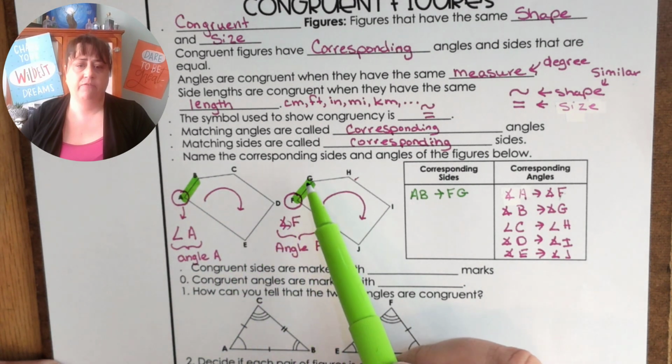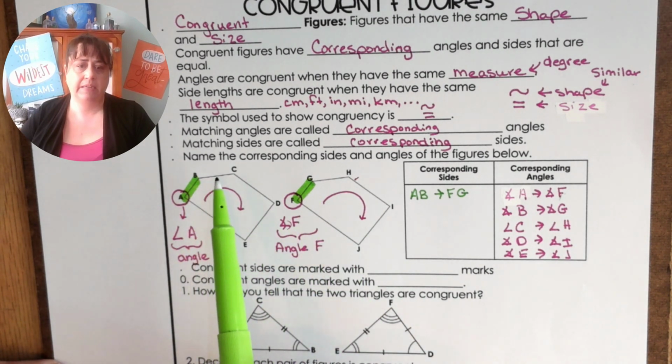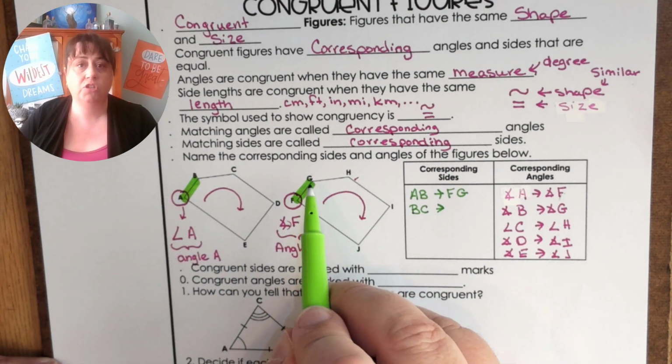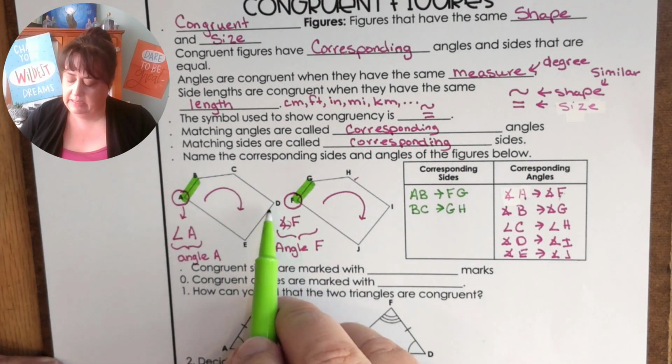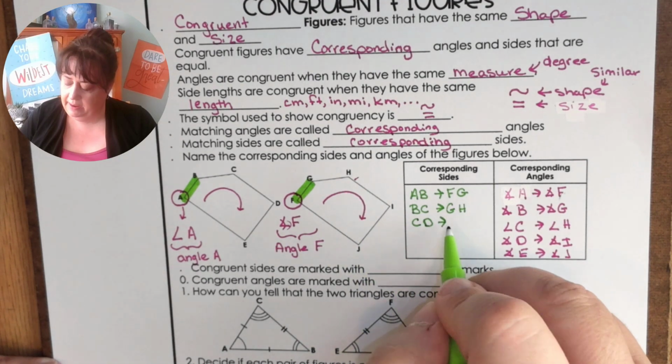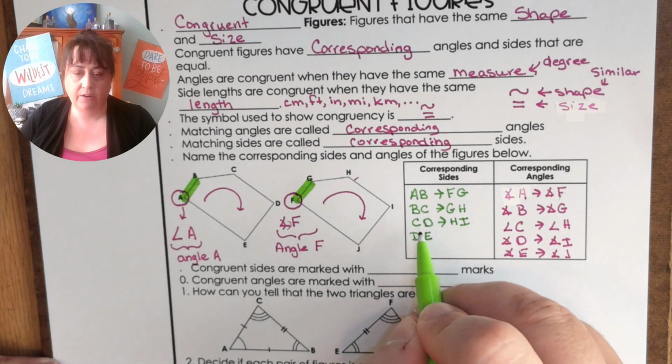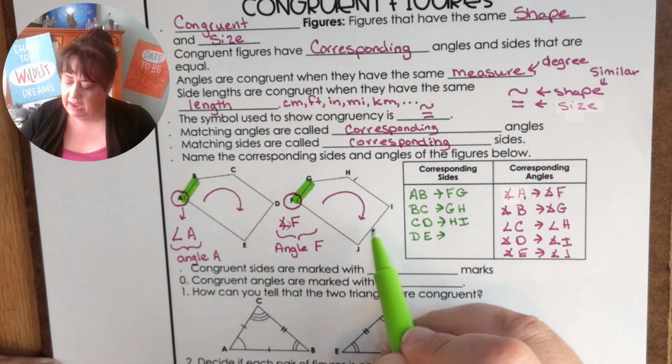So A to B and F to G, and then we can go around B to C. So if I went from B to C, then I can come here, G to H. C to D, H to I, D to E. Do you see how I'm always starting with that letter again? D to E is I to J.